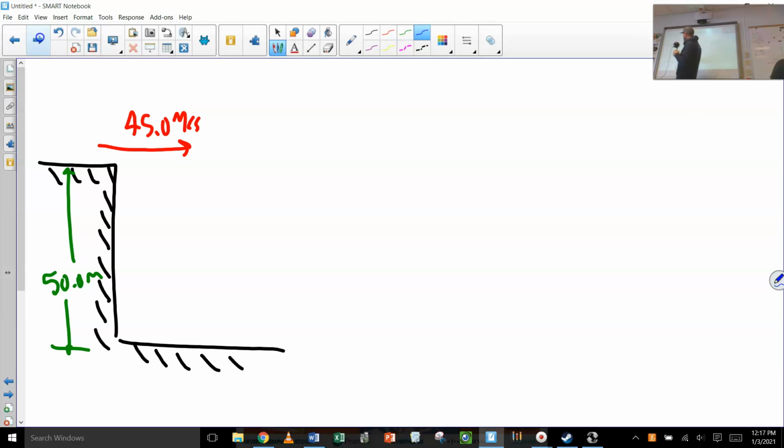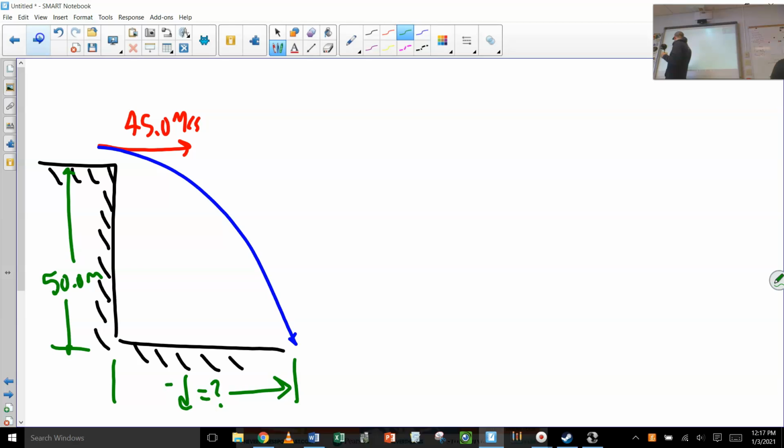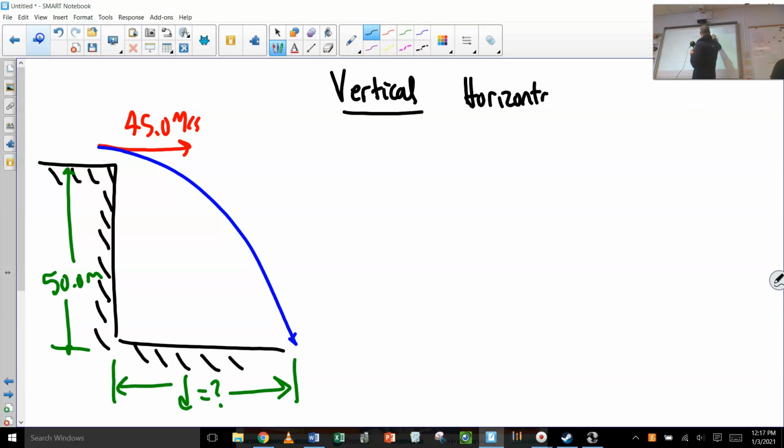So this thing follows a trajectory similar to this, and this question wants to know how far from the base does it land. So just like in the last problem, when we have a projectile problem, we're always going to break it into its y and its x components.